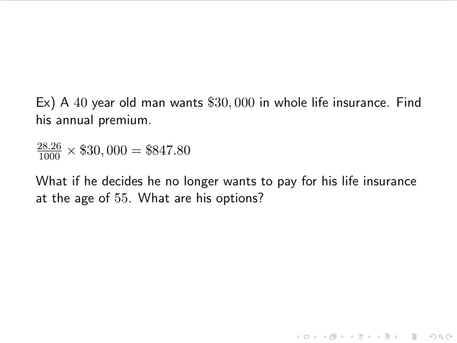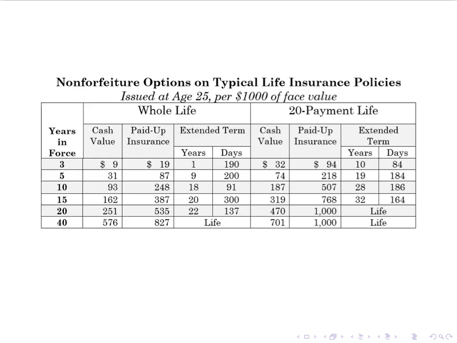What if he decides that he no longer wants to pay for his life insurance, say at age 55? What are his options? So it's not that you just lose all that money you put into it. You do have options. And that's going to be the second table that we're going to look at. Something to note, this table is going to be different depending on the age of the person who bought the insurance. So for the purposes of this one, we're going to assume that everyone bought their insurance at age 25, just so that we don't have 20 million different tables.